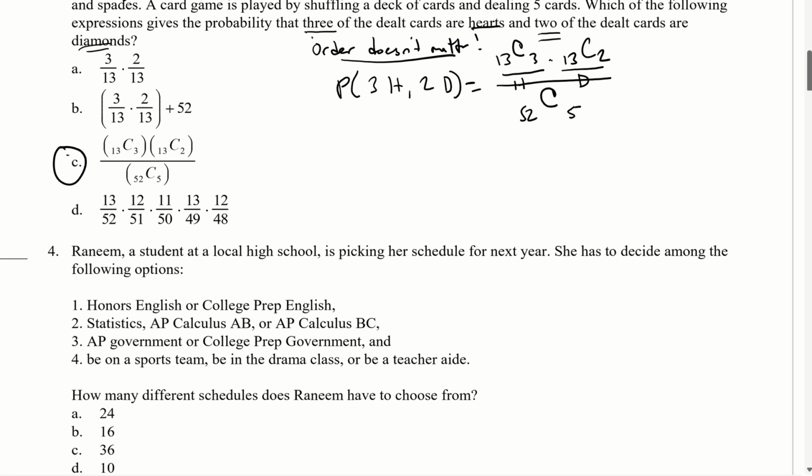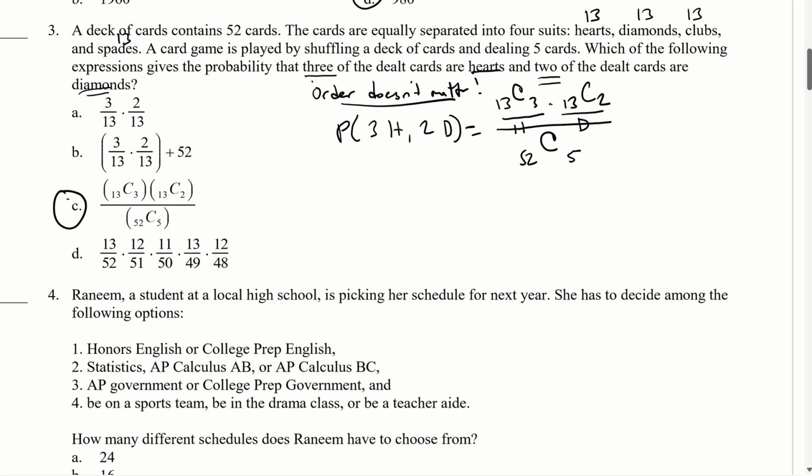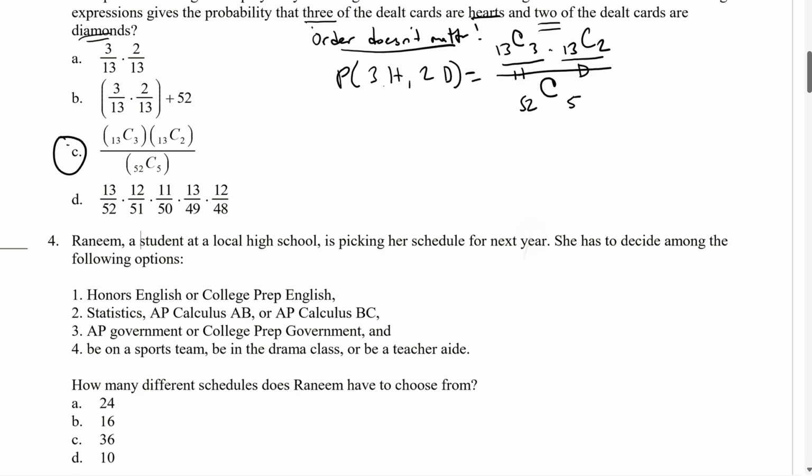Okay, so that's number 3. Now, if they said order matters, then in that case you would be using permutations here, and the answer would actually be this one, because then you would have 5 cards and the order would matter. If they said 3 hearts in a specific order and then 2 diamonds in a specific order, then order would matter there. So then you would need 13 hearts, then 12 hearts, then 11 hearts. But that's only if order matters.